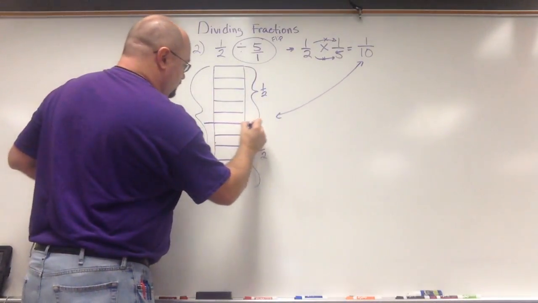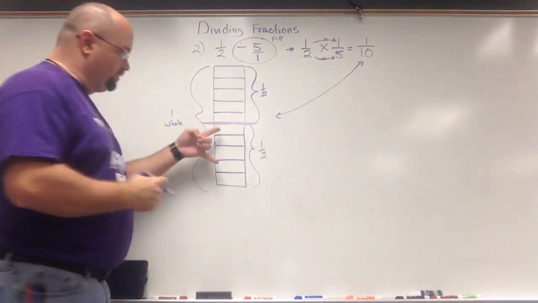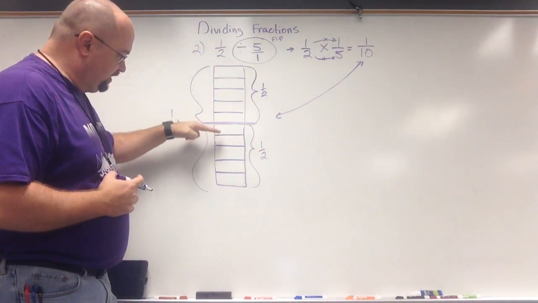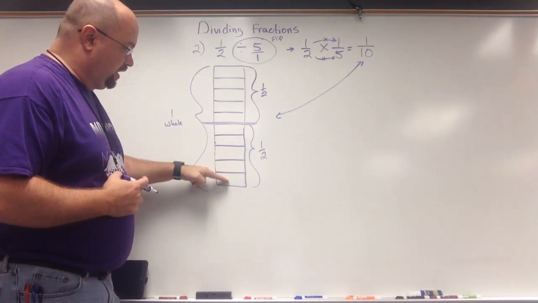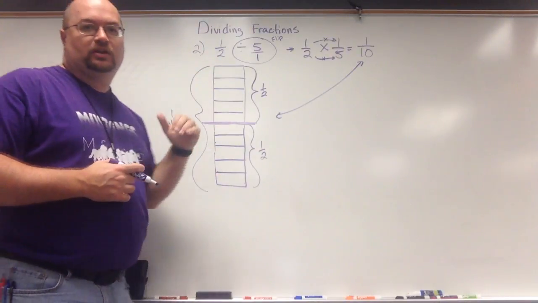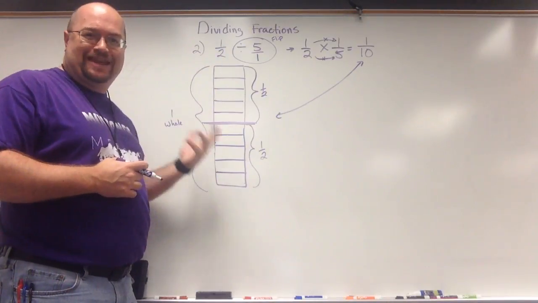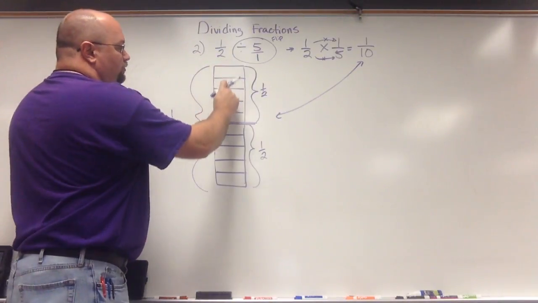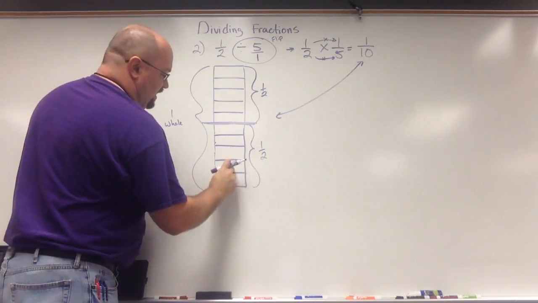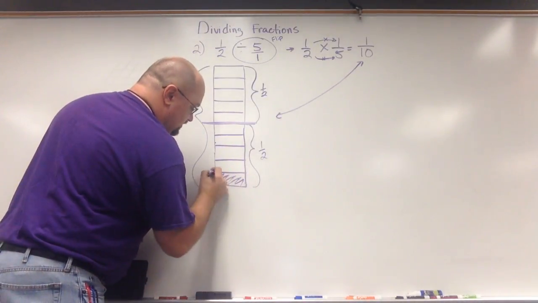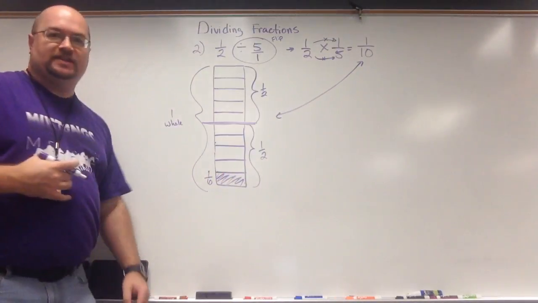So just so we keep them separate here, this is what we started with. We divided it by 5, so we separated it into 5 pieces. I did it at the top here just so we could see how much each of these pieces are worth. So let's count our pieces. 1, 2, 3, 4, 5, 6, 7, 8, 9, 10. Which means each one of these pieces would be equal to 1/10.